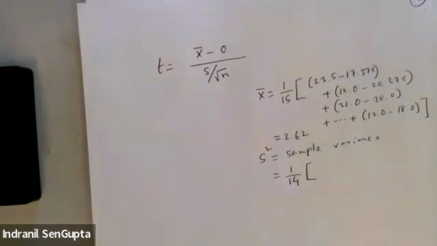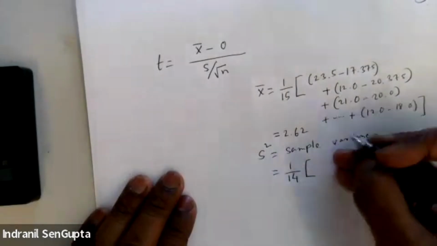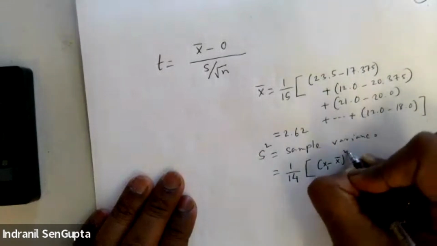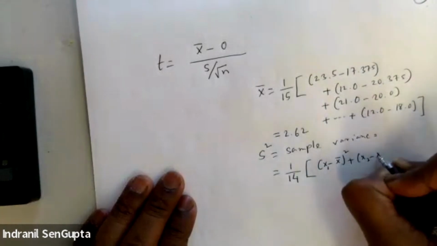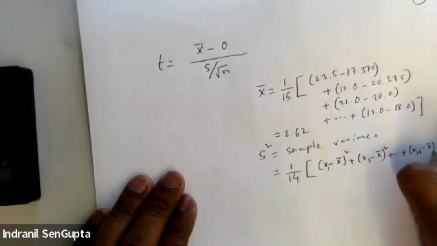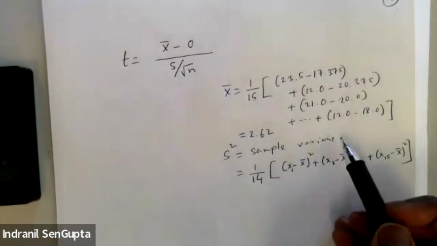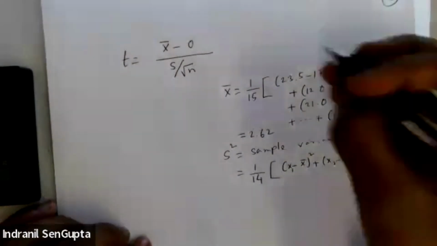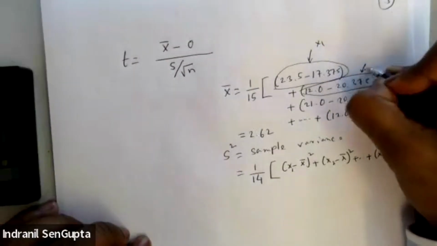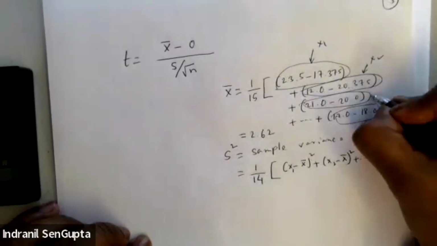Okay, so that's x bar. And s squared would be 1 over 14 times, and then you know the formula, so it's basically x1 minus x bar squared plus x2 minus x bar squared plus ... plus x15 minus x bar squared. X bar is this one, and x1, x2 are the values that you found. Remember, these are the differences. So this is my x1, this is x2, this is x15, this is x3, and so on.